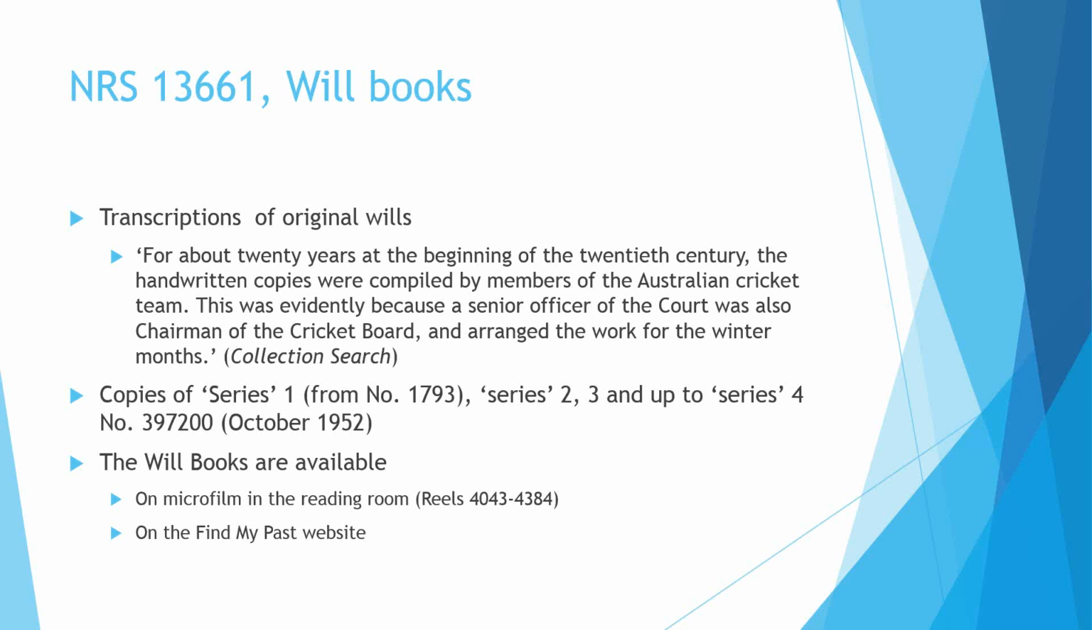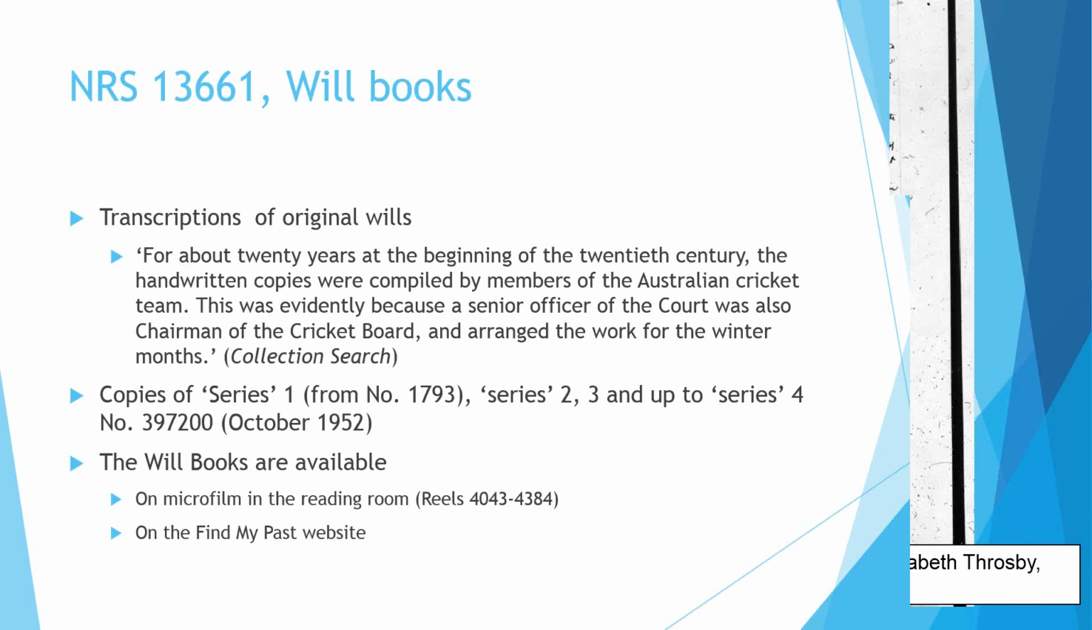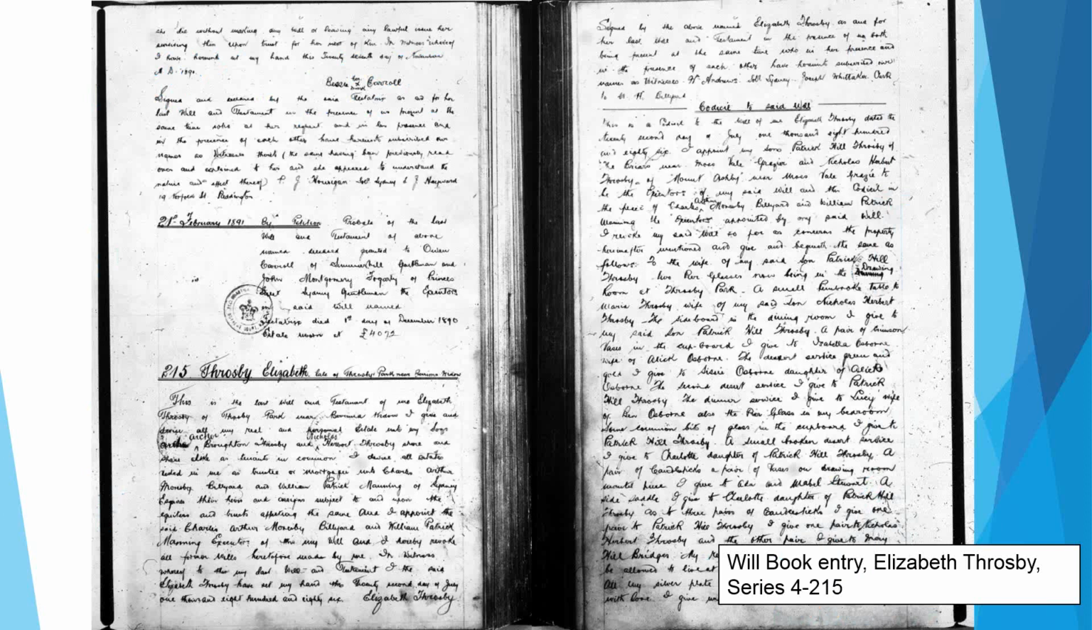The will books are available on microfilm in the reading room and also on the Find My Past website. So that's all of those microfilmed will books up to 1952. You can see them on the Find My Past website or on microfilm in the reading room. The later ones, it's the original record, so you'd need to request that from the reading room. They work with the same numbering system as the probate packets. So with Elizabeth Throsby, for example, she was Series 4215.